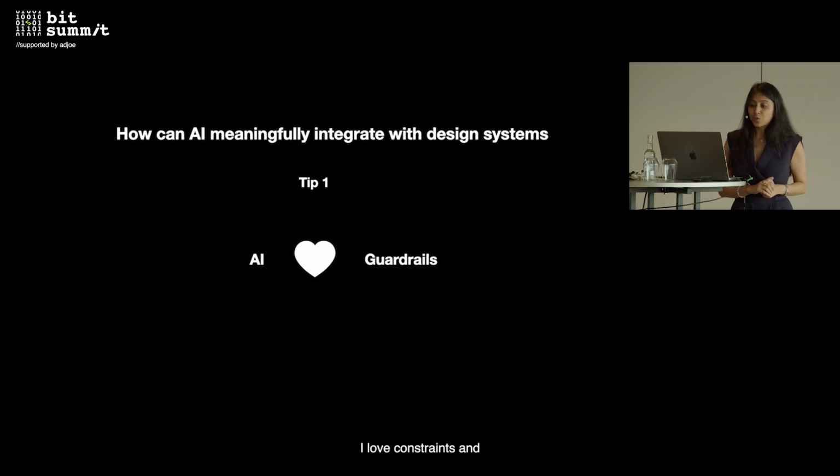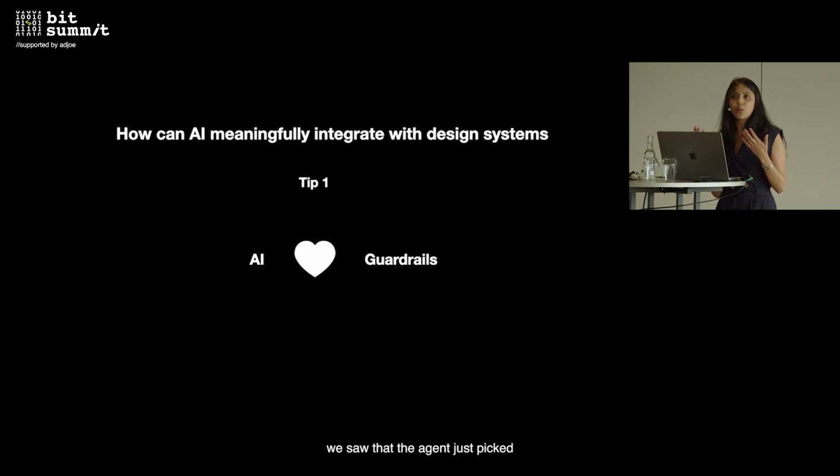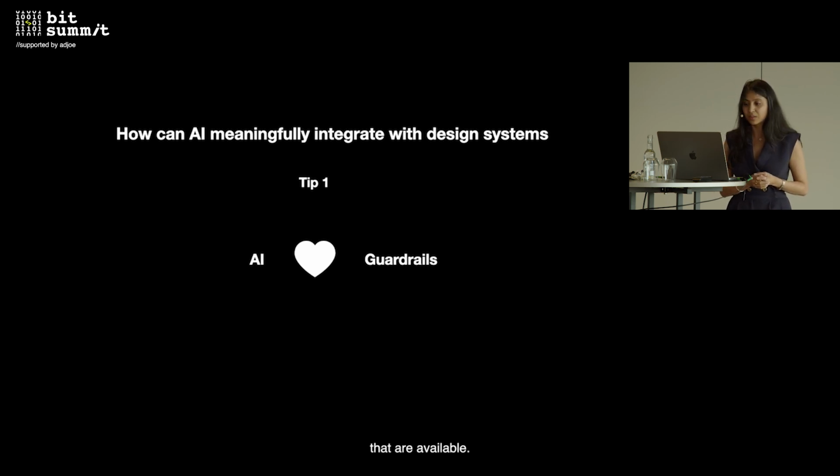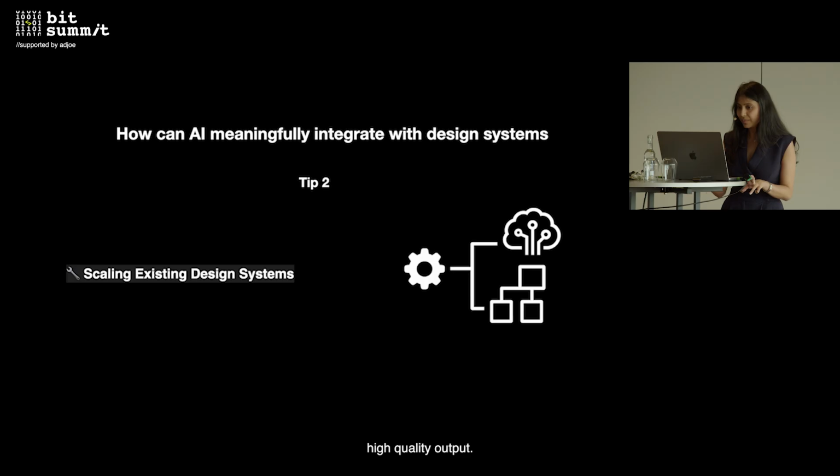AI loves constraints and guardrails as well. So it's a classic garbage in, garbage out problem. In the demo, we saw that the agent just picked one random color from the 16 million hex codes that are available. So telling the model the constraints will surely give us better output. It's like you are giving your AI agent high quality input, and it gives you back high quality output.